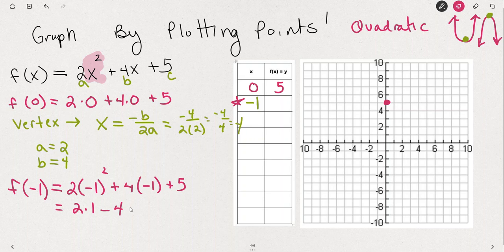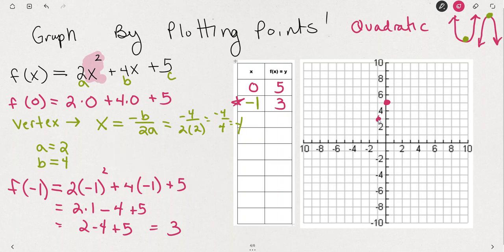That's going to be negative 4 plus 5. Or in other words, 2 minus 4 plus 5. 5 plus 2 is 7. 7 minus 4 is 3. So it looks like this point will be negative 1, 3, which is right here. X equals negative 1, y equals positive 3.